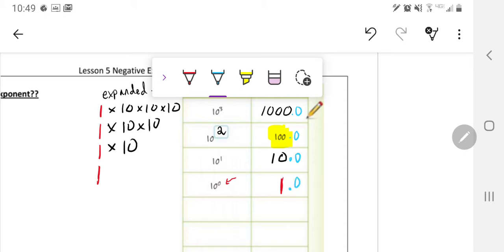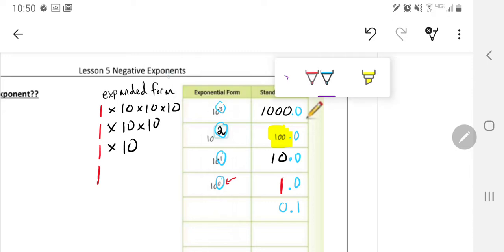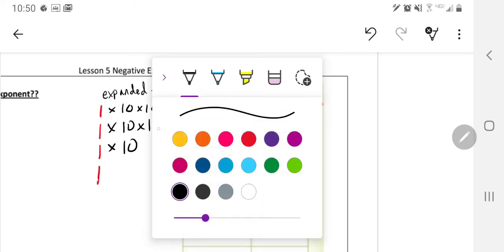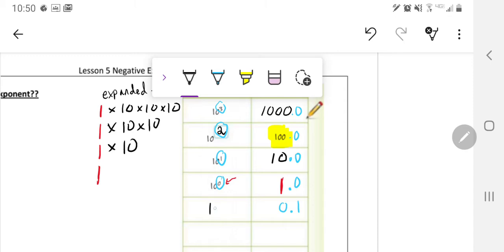All right, so now we're going to talk about, what if it goes over that way? What if it goes to the right of the decimal? And what do you notice about all these powers? We're going down, down, down. Well, what's below 0? So we're going to take this pattern a little further. 10 to the negative 1. All right, 10 to the negative 1 means, how would I say this? 1/10.